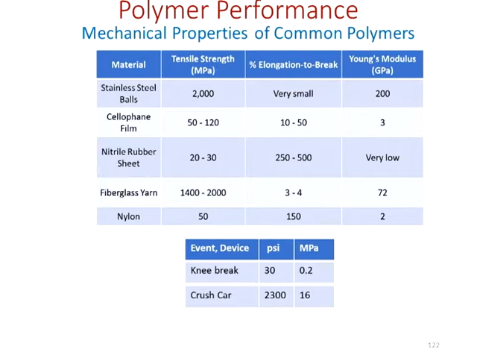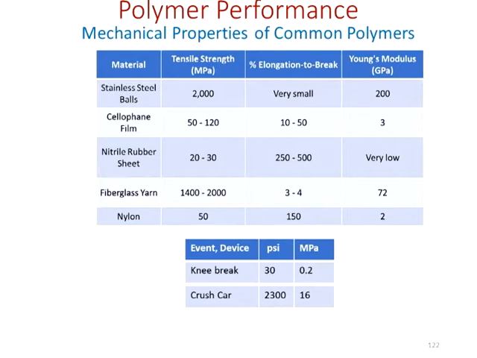So then we look at the percent elongation to break. In these very small stainless steel, right? You might expect that. Cellophane's is much more. Then the fiberglass yarn has pretty high tensile, but its elongation is not very much. It doesn't elongate much at all, as opposed to nitrile rubber, which is expected to elongate.